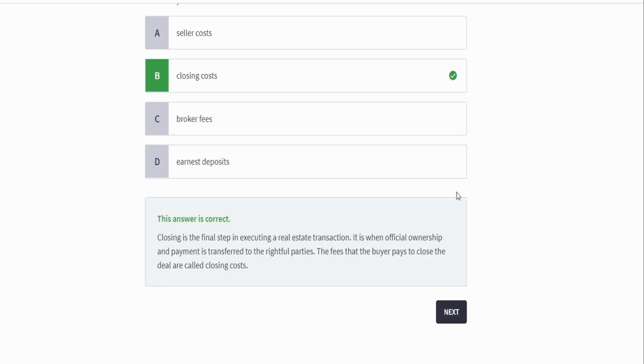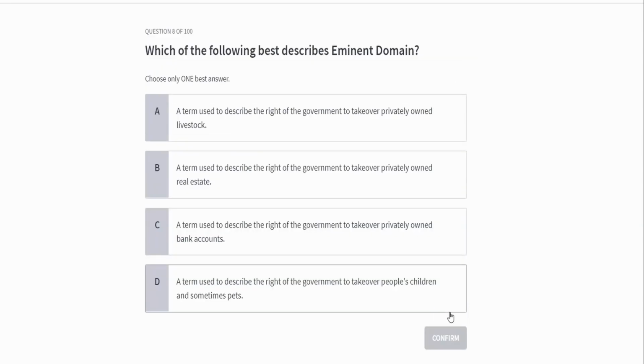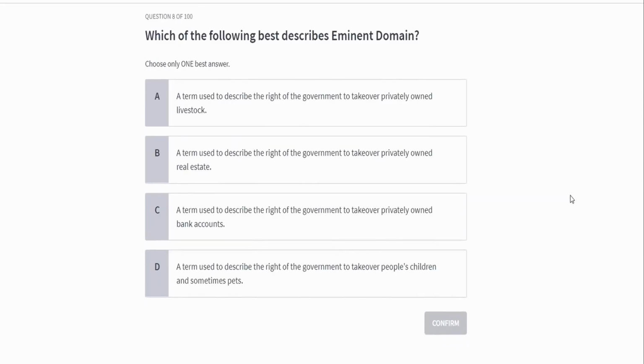Closing is the final step in executing a real estate transaction. It is when ownership and payment is transferred to the rightful parties. Now, the fees that the buyer pays to close the deal are called closing costs. It's as simple as that. Alrighty, next one.